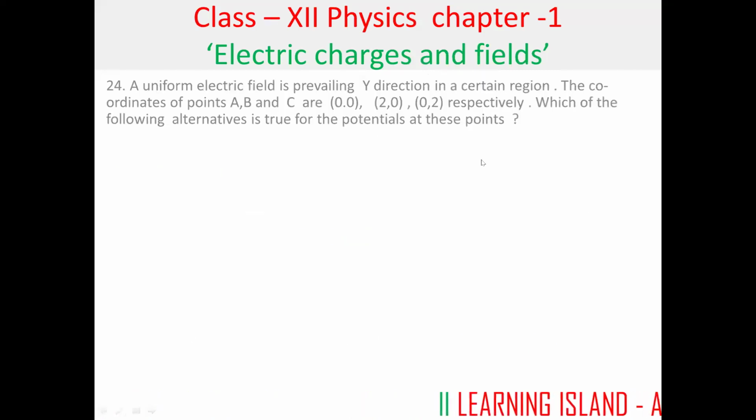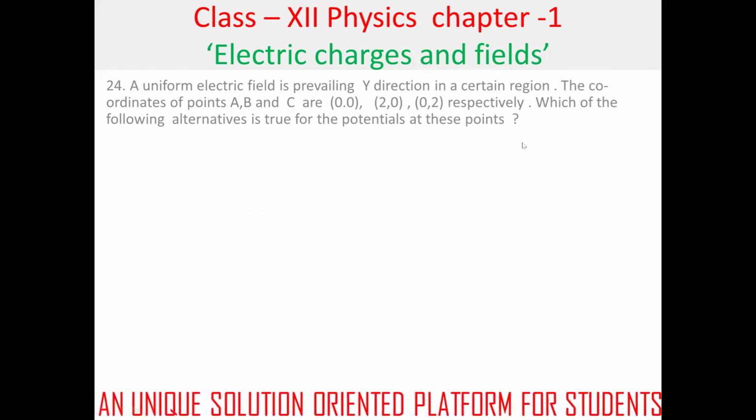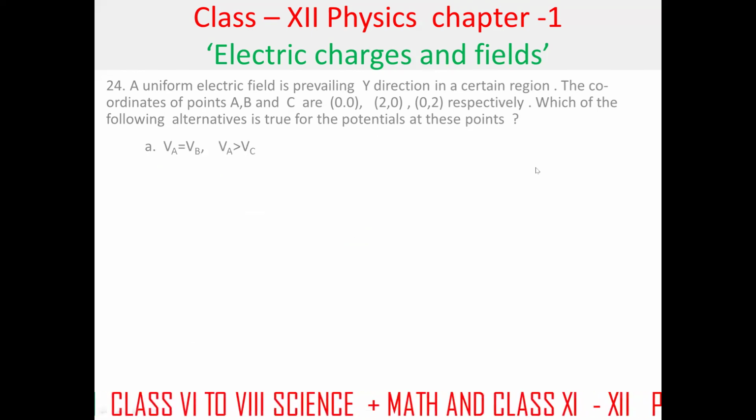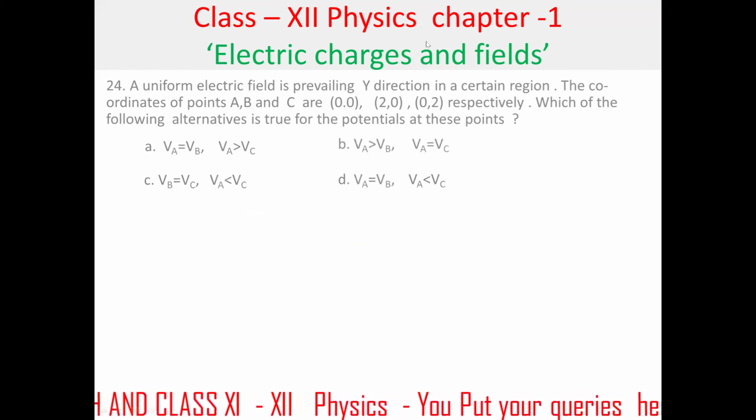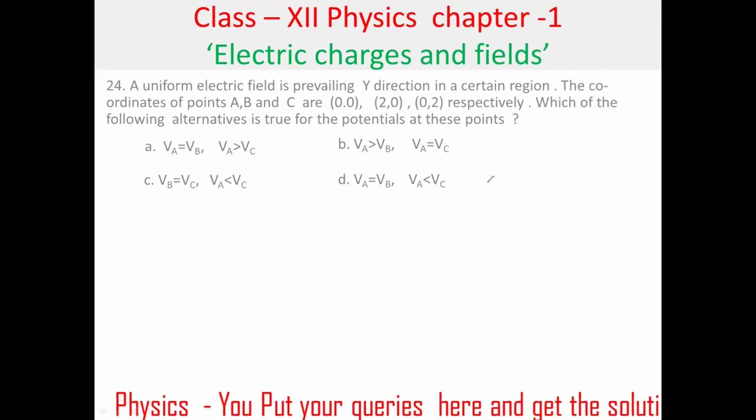Question number 24. A uniform electric field is prevailing in the y direction in a certain region. The coordinates of points A, B, C are given. Which of the following alternatives is true? See, this is also interesting, I will have to explain this to you. Suppose this is the x direction, this is the y direction, and this is the z direction.